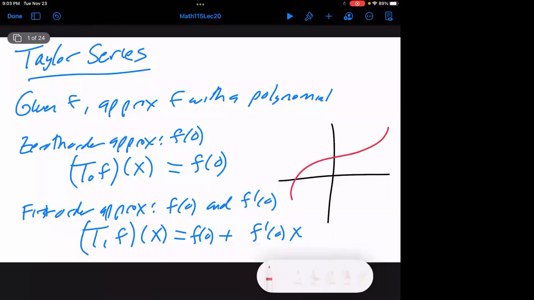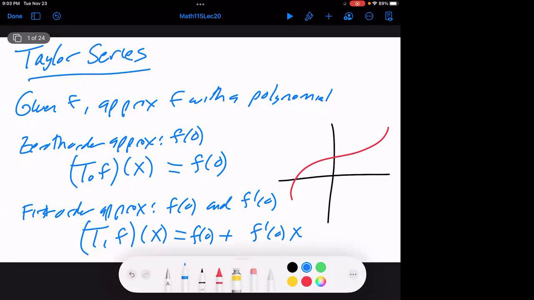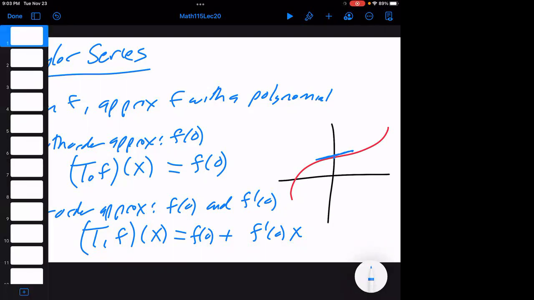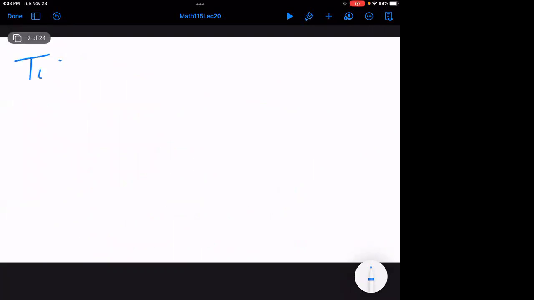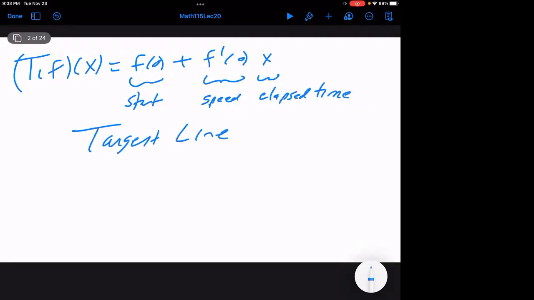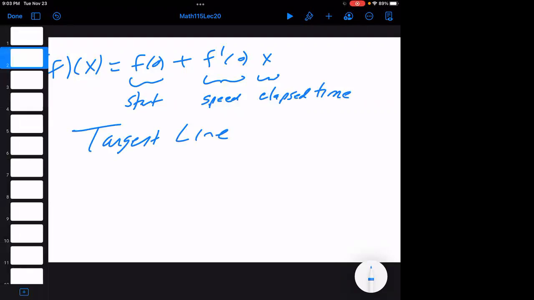So I'm looking at the best fit approximation, or the best fit line at that point. T1 f of x is f of 0 plus f prime of 0 times x. This is your start. This is your speed. And this is elapsed time. So this is the tangent line. Yeah, so we've seen this before. Let's get a little bit more interesting.